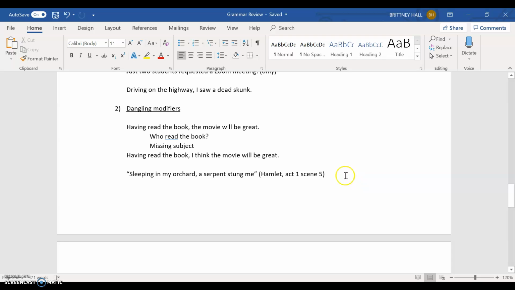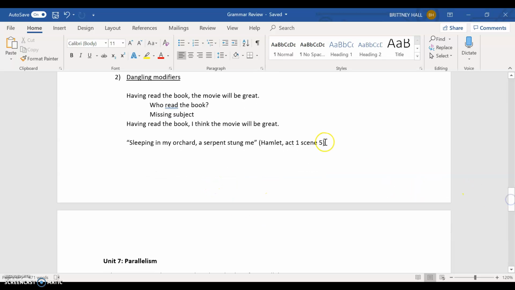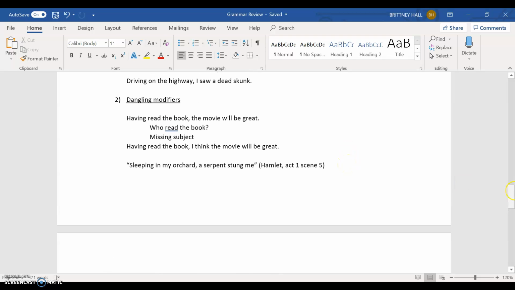Here's one example from Shakespeare, okay? "Sleeping in my orchard, a serpent stung me." Who is sleeping in the orchard? The serpent or me, right? So this just goes to show you that even Shakespeare has some grammatical errors in his writing. But we're going to try and avoid having it in our own.